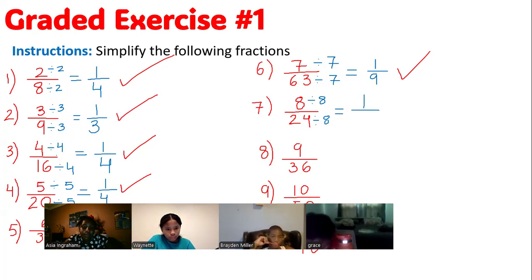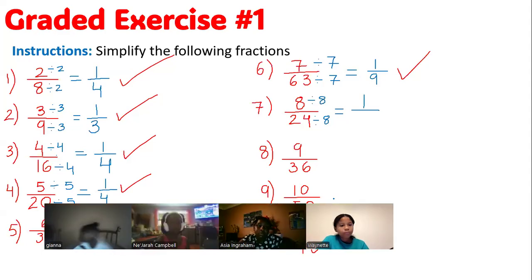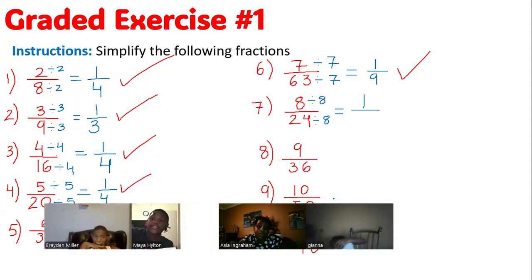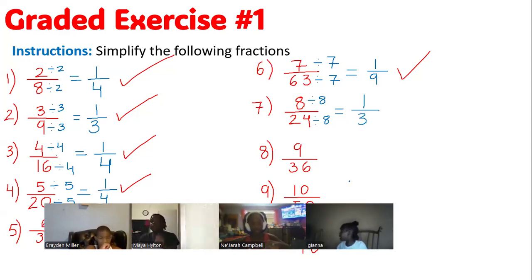Next, what is 24 divided by 8? Do you know, Asia? Yes, sir. Okay, can someone help out? What is 24 divided by 8? 3. 24 divided by 8 is 3. Why? Because 3 times 8 is? 24. Very good. 3 times 8 is 24.